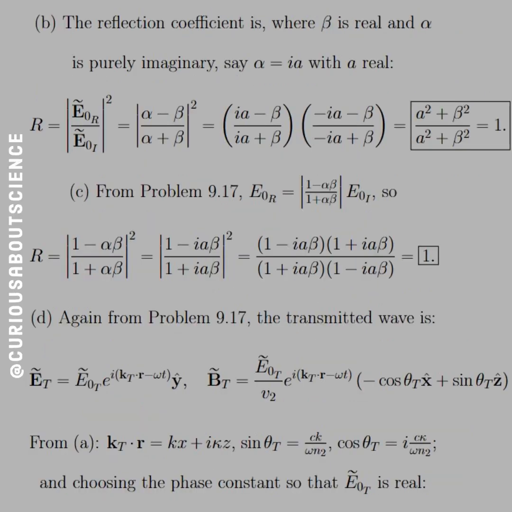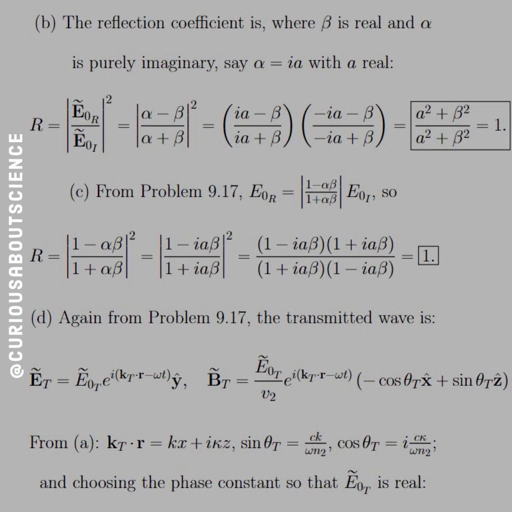So for part B, the reflection coefficient is where beta is real and alpha is purely imaginary. Say alpha is equal to iA, with A being some real number. Then we know that the modulus squared of the ratio is equal to (alpha minus beta) over (alpha plus beta), squared. Take the complex conjugate, so that's iA on the left-hand side and negative iA on the right-hand side. So distribute, factor, cancel, whatever we got to do, simplify it down. You see we get A squared plus B squared over A squared plus B squared, which of course is equal to 1. So indeed, everything is reflected.